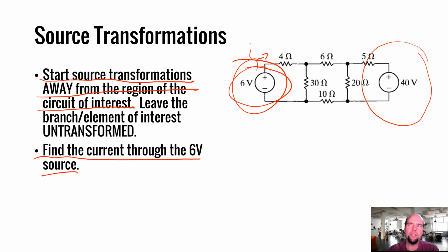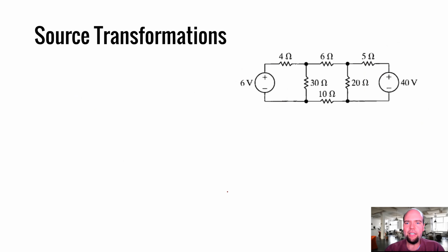I'm going to start messing with this circuit over on the right side of the circuit rather than on the side of the circuit that's near my supply of interest. I'm going to leave this supply untouched. Okay. So let's see if I left myself another page. Oh, I did. Great. Okay. So let's start simplifying this. And again, our ultimate goal is to find this current here.